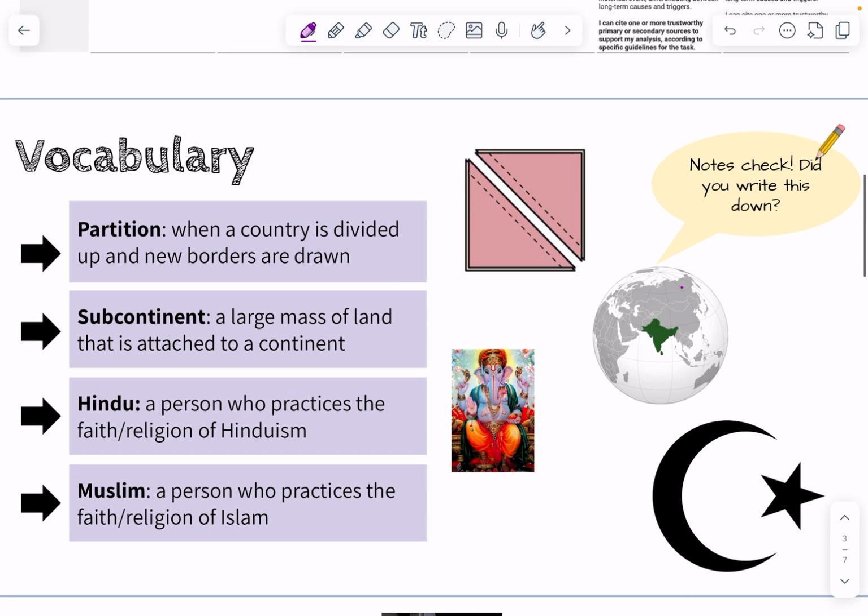Let's jump in with some vocabulary. Our first word is partition. Partition means when a country is divided up and new borders are drawn. For example, you can see this square is divided in two parts. That is what partition means. It means to divide.